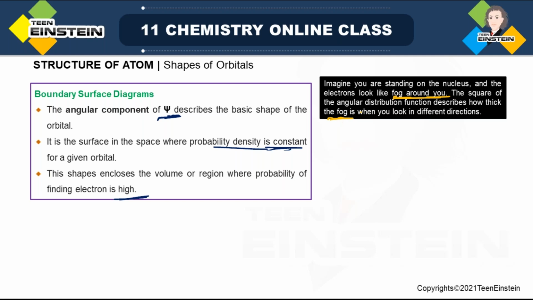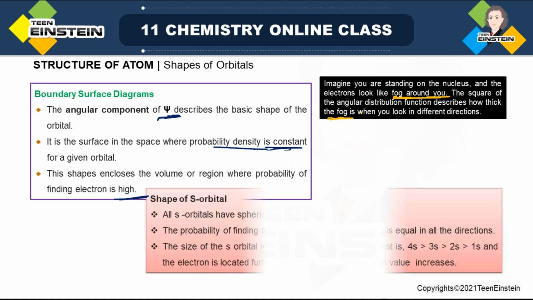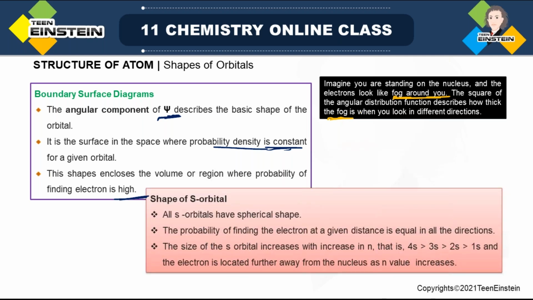Now for s orbital it is very simple, because the s orbital is fully spherical. Though in the pictures that you see on the page of a book or the screen of the computer, it seems as if it is a circle, actually it is not a circle, it is three-dimensional, it is a sphere. So all s orbitals are spherical in shape.